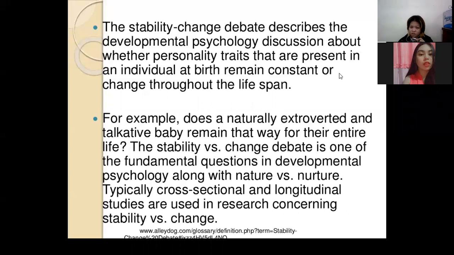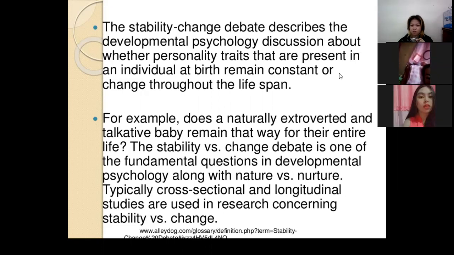If ang surrounding ng bata is yung mga nakakasama niya ay kagaya niya, naturally extroverted, then there is a higher chance that it will be retained throughout the entire life of the child. Pero if the child is exposed to an environment where the people are not really as talkative as the child is, then there is a possibility that the naturally extroverted aspect will not be retained as the child grows up. Okay, so those are the issues on human development: nature versus nurture, continuity versus discontinuity, and stability versus change.